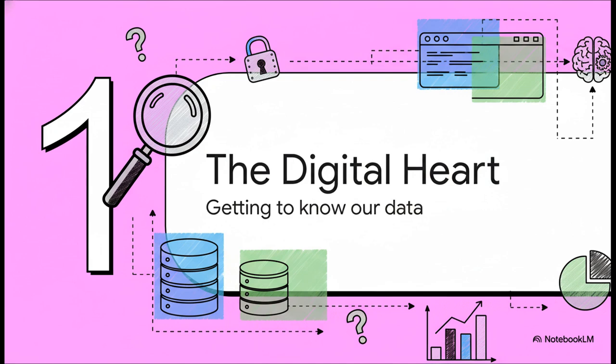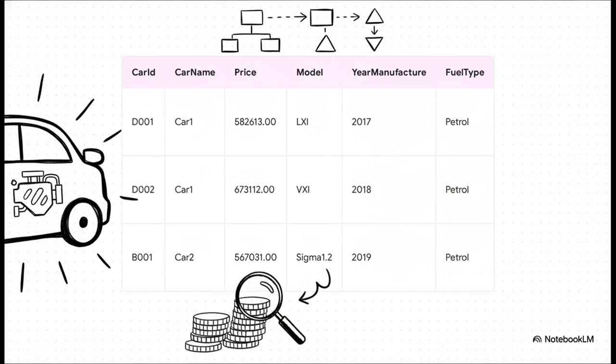Okay, so before we start solving problems, let's pull back the curtain and get a feel for the actual information we're working with here. You've got to know your data before you can unlock its secrets. First up, here's our inventory. It's exactly what it sounds like. Each row is a car, with its ID, name, price, model. And take a look at those prices. See how specific they are, with all those decimal points? Keep that in the back of your mind, because it's going to be important in just a minute.